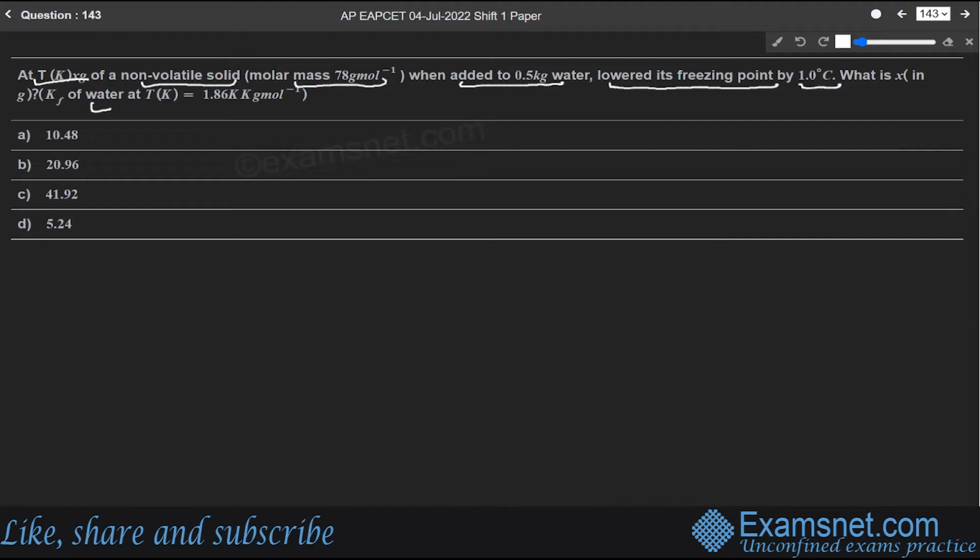So what is the correct approach for this? There is one formula for depression in freezing point: Kf dot molality, right? What have they asked us? Read the question. They have asked us nothing but the grams, right? What is X in grams? The mass of solute, they have asked us.